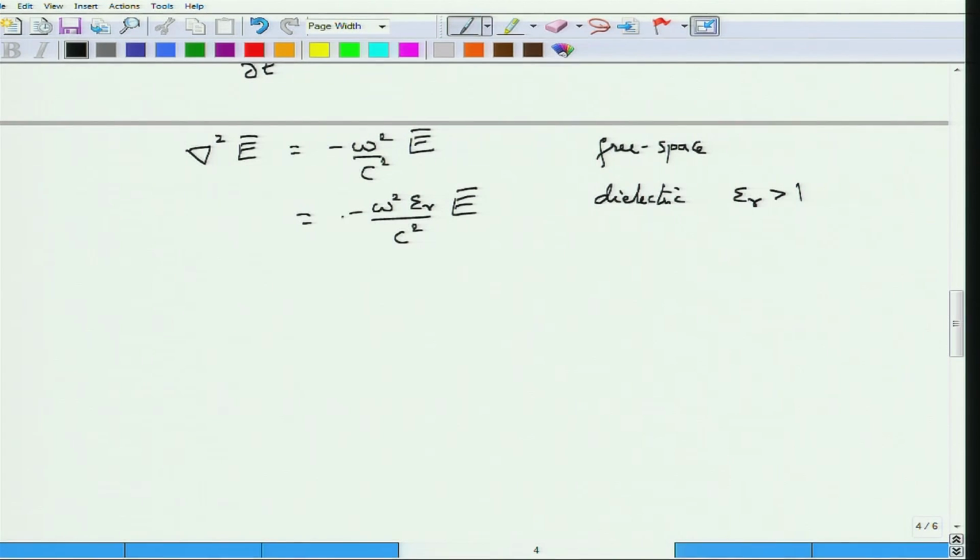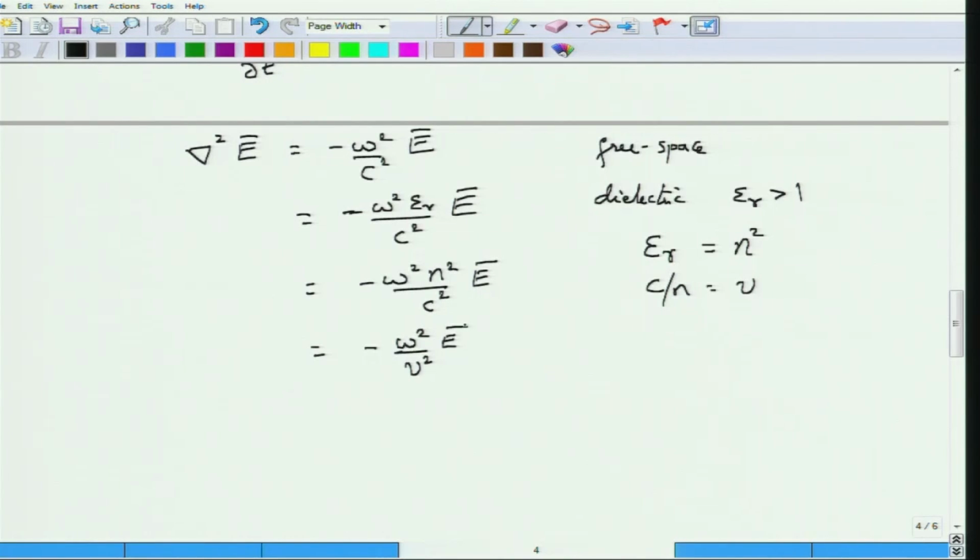You would probably not realize this now, we will discuss this sometime later. In optics, it turns out that this relative dielectric constant epsilon r is actually related to the refractive index, where n is the refractive index, n square. Therefore I can write this as minus omega square n square by c square times the electric field, but c by n is actually the velocity of a wave or light inside a medium of refractive index n. So if I define c by n as v, I can write this as minus omega square by v square into E.